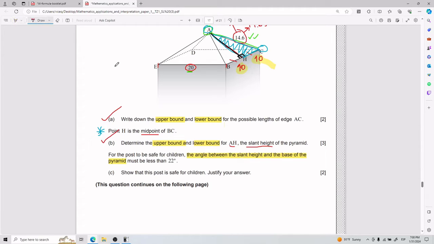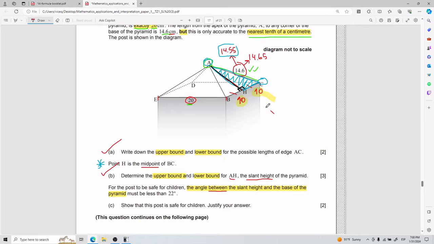An angle is always going to be between two lines. So that's why they say between. Between what? The slant height, which is this guy here that cuts right across like that. That's my slant height. And the base of the pyramid. The base of the pyramid is basically just this guy here. That is the base of the pyramid. And well, technically, to make an angle in this context, I actually made a small mistake there.